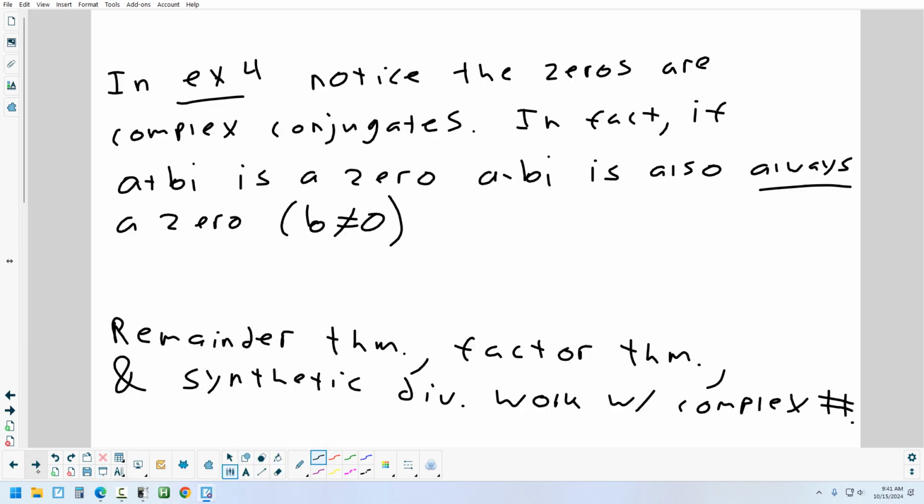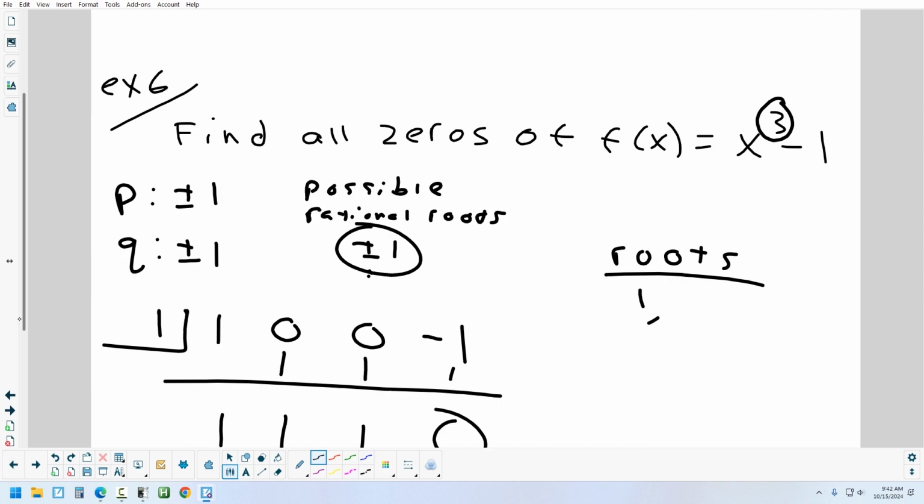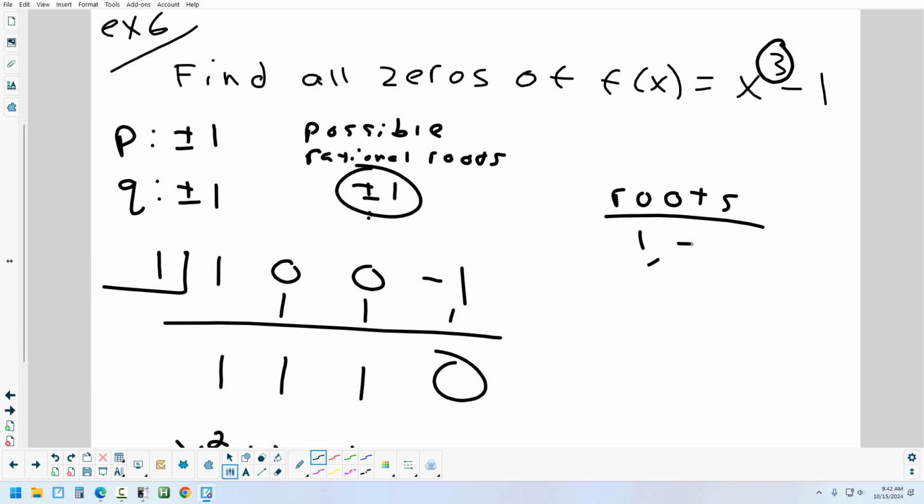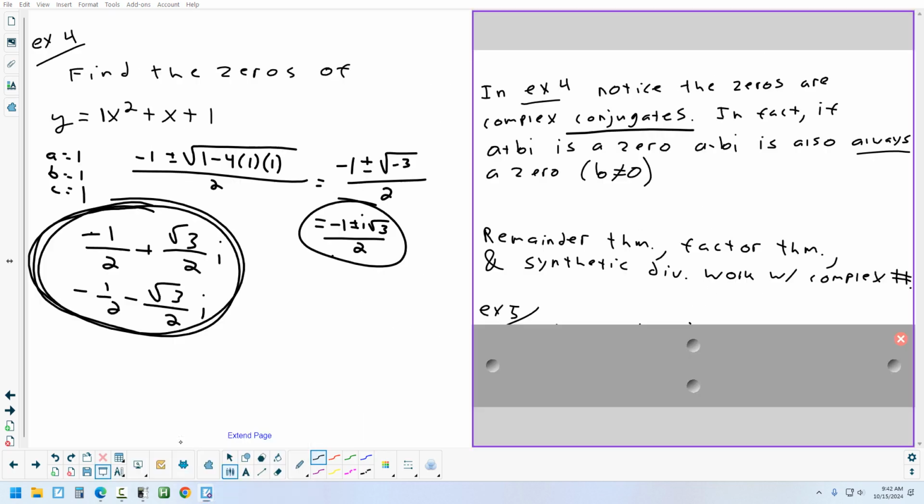So back here. Okay, so we got 1 as a root, negative 1/2 plus root 3 over 2i, and minus. If you want to see how to get those other two roots again, just look back at example, I think it was example 4. Yeah, it was example 4.